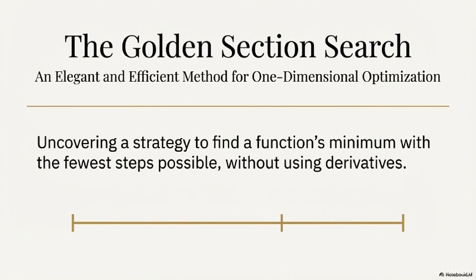The real beauty of this approach lies in its independence. Unlike many other optimization methods, the Golden Section Search works effectively without using derivatives. This makes it an ideal tool for functions where calculating a derivative is difficult or computationally expensive. Over the next few slides, we'll look at how we use a specific geometric ratio to narrow down our search area with surgical precision.